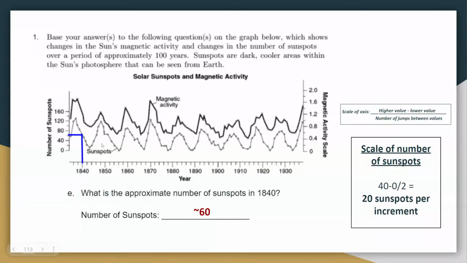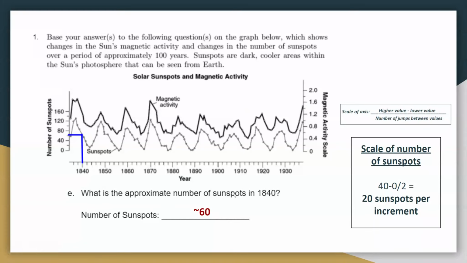I'm asked for sunspots, so I'm only looking at sunspots, and I'm also looking at the number of sunspots scale. I'm not asked about the magnetic activity. If I were asked about the magnetic activity, I would have gone up to the magnetic activity line and went towards the right to the magnetic activity scale to see how much magnetic activity is happening in 1840.